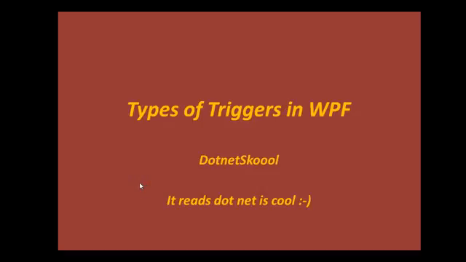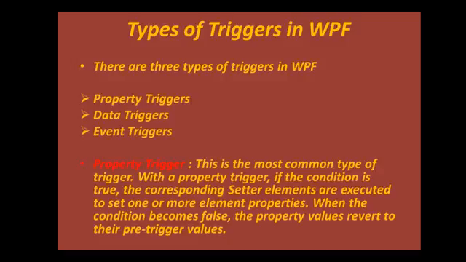Hi guys. So in this lecture we will understand what are the different types of triggers present in WPF. In my previous lecture I explained what WPF triggers are. So let's revise. Triggers are something which bring the static properties of a style into dynamic form. There are basically three types of triggers in WPF, and let's look into them one by one. These are the three types: property triggers, data triggers, and event triggers.